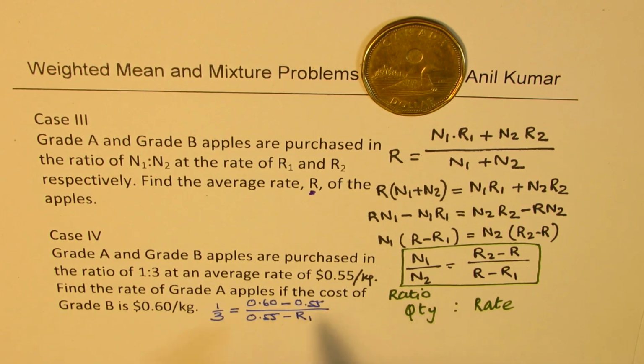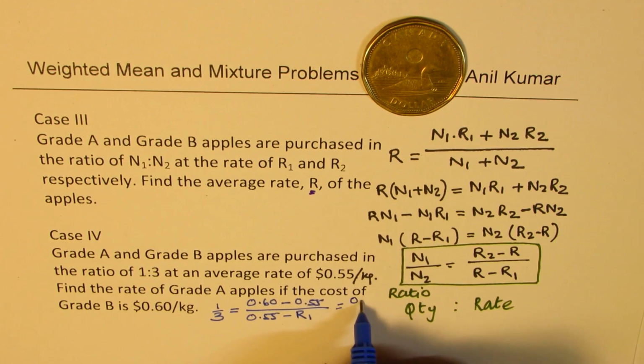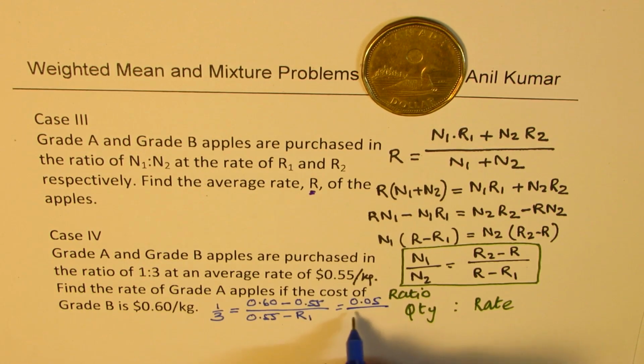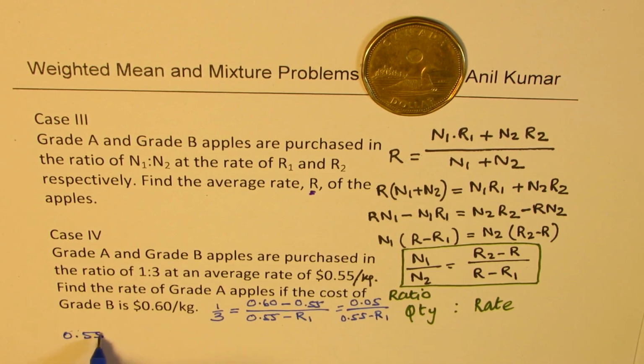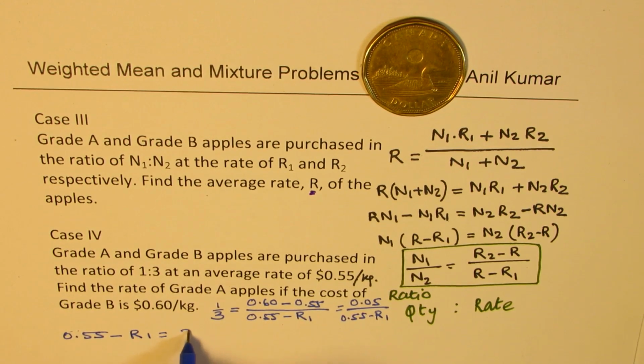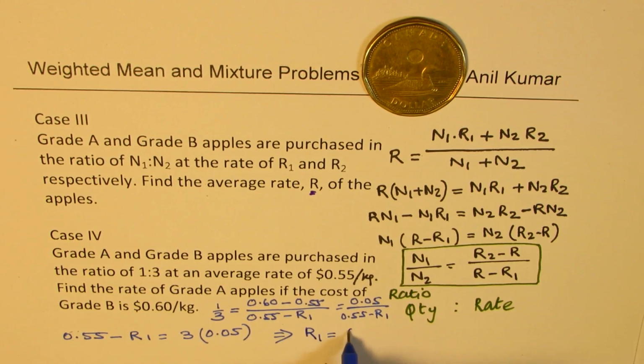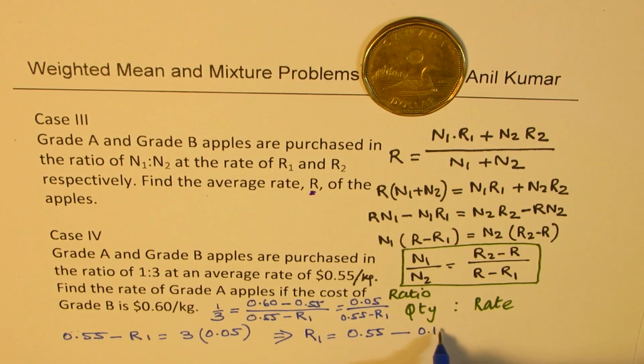Now in the numerator, we know this is 0.05, and in the denominator, it is 0.55 minus R1. Let's cross multiply. So when you cross multiply, let me write it down here. So we get 0.55 minus R1 equals 3 times 0.05, correct? So from here, we can get the value of R1. So R1 is equal to 55 cents take away 15 cents. And that gives you 40 cents.